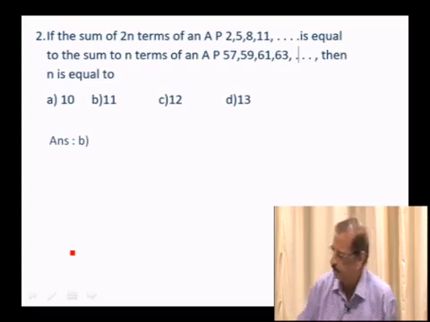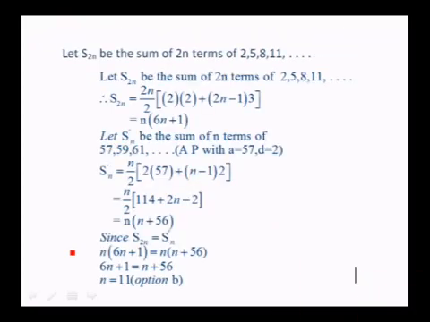Here, say S2n. In the Sn formula put n equal to 2n. S2n is 2n by 2 into 2a, that is 2 into 2 plus 2n minus 1 into 3, that is equal to n into 6n plus 1. Let Sn dash be the sum of n terms of 57, 59, 61, etc. So this is in AP with a equal to 57 and d equals 2. Therefore, Sn dash is n by 2 into 2 into 57 plus n minus 1 into 2. That is n by 2 into 114 plus 2n minus 2, or n into n plus 56.